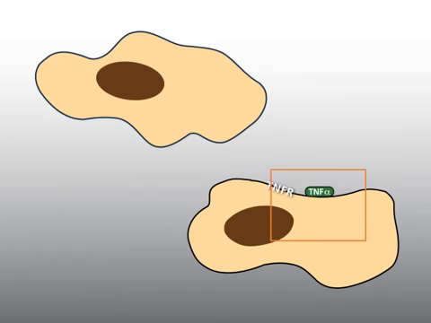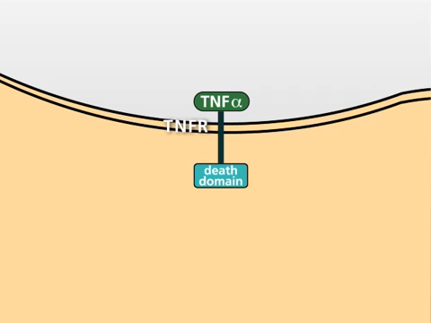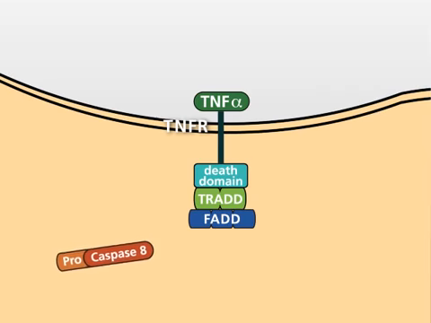TNF-alpha binds to the TNF receptor at the outer membrane of the cell. Subsequently, the so-called death domain at the cytoplasmic side of the receptor is activated. As a result, cytosolic proteins with their own death domains bind and are activated. The first protein that binds to the cytosolic part of the receptor is the TNF receptor-associated protein with death domain, or TRADD. Next, the Fas-associated protein with death domain binds, which recruits procaspase 8.